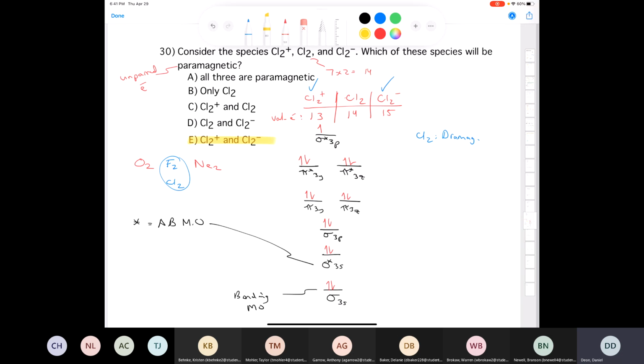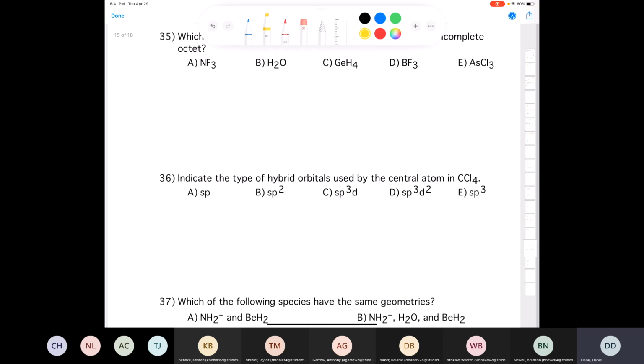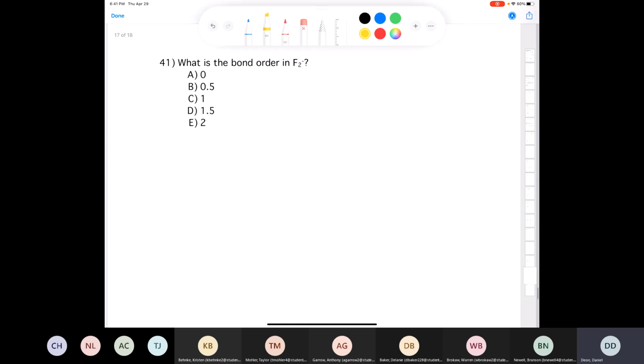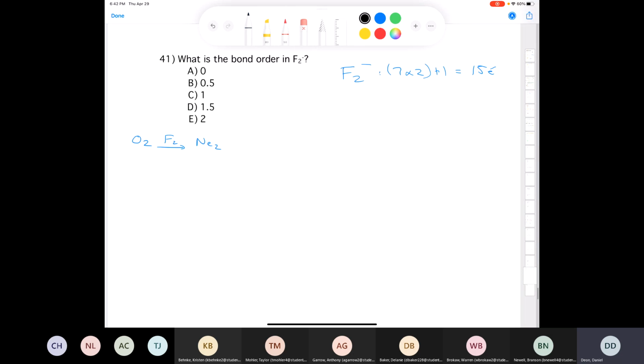Let's take a look at questions 41 and 42, which also deal with the same concept using those molecular orbital diagrams. Question 41 says, what is the bond order in F2 minus? Well, how many valence electrons do we have? We've got 7 for each fluorine times 2 plus 1 for the negative charge. That gives me 15 valence electrons. Again, if you look at the molecular orbital diagrams that I have on that handout, you'll see there's one that goes from oxygen to Ne2, and fluorine is in the middle there. So we can just copy it straight off of that slide or that handout, if you will.